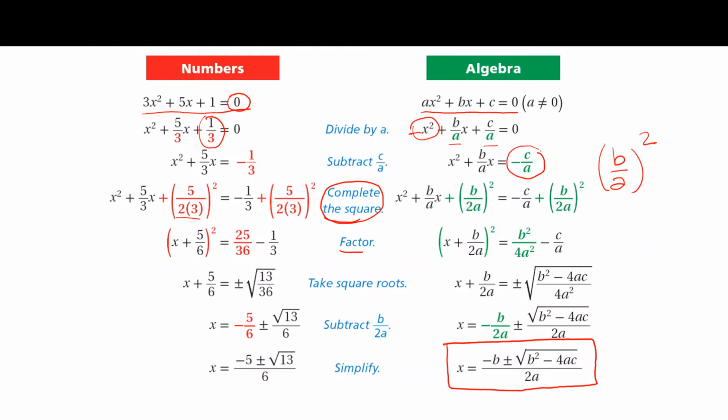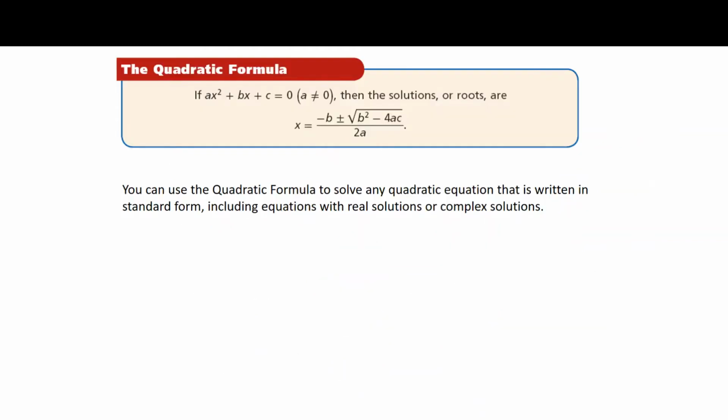All right, there you go. So let's get started with it. All right, the quadratic formula: if ax squared plus bx plus c equals 0, and a cannot be 0, then the solutions or roots are the following: x equals negative b plus or minus the square root of b squared minus 4ac all over 2a. So every time we see this today, we're going to be singing that song.